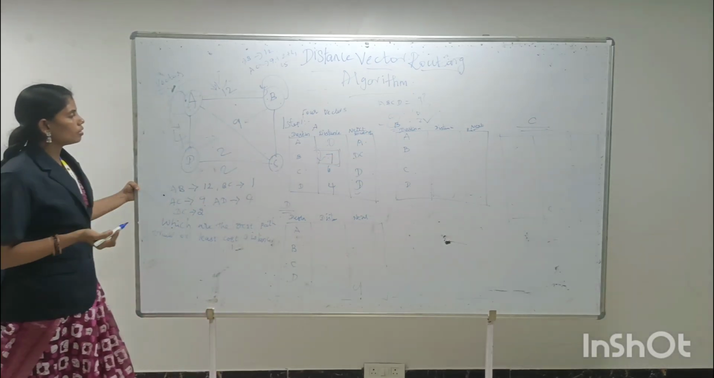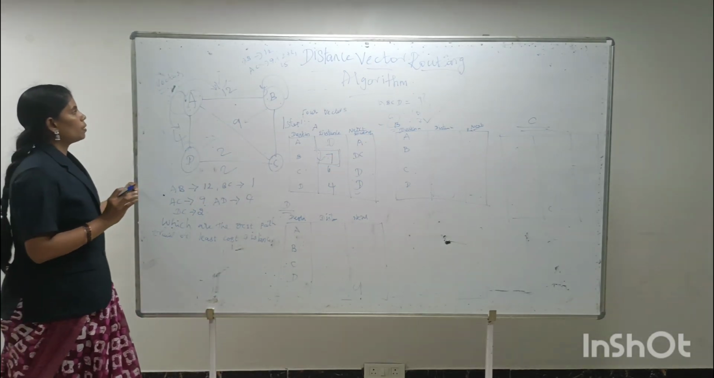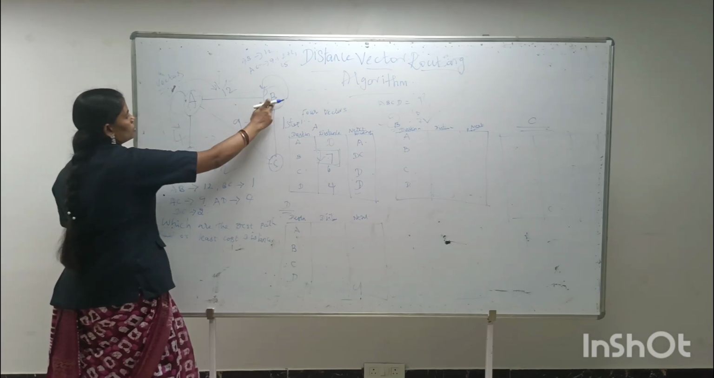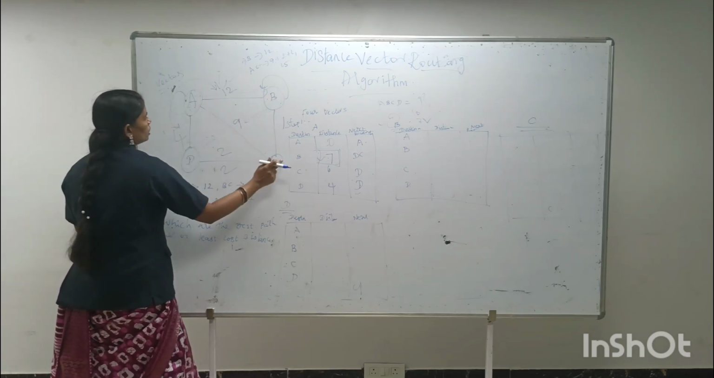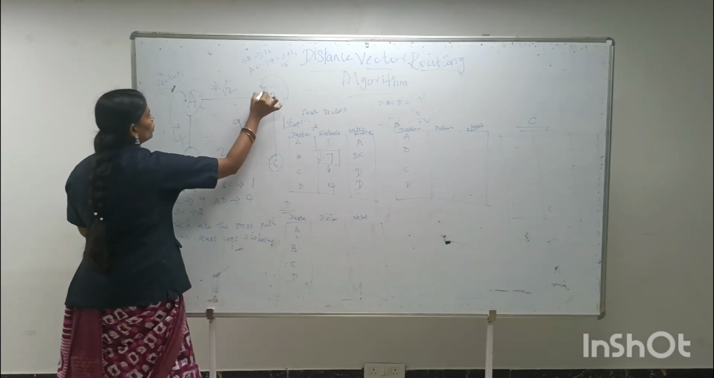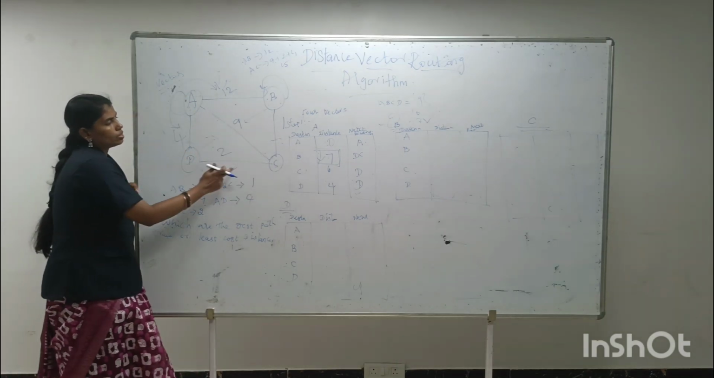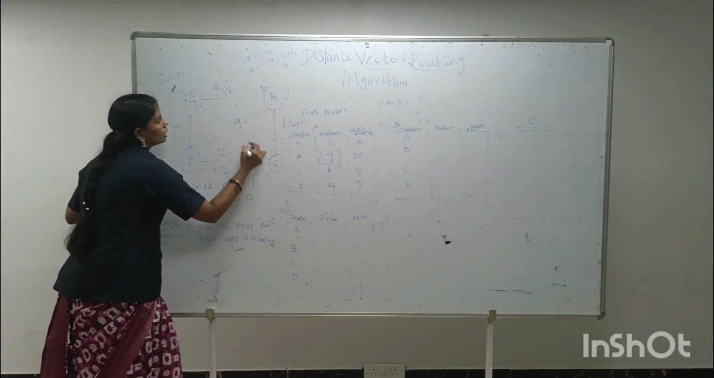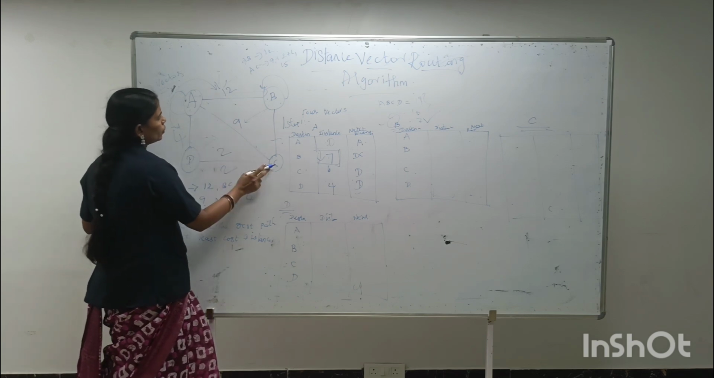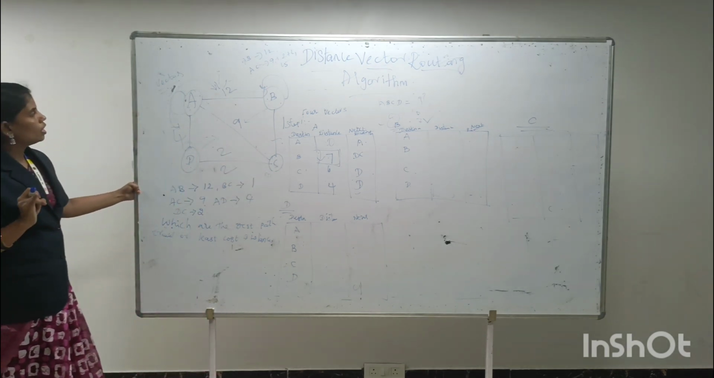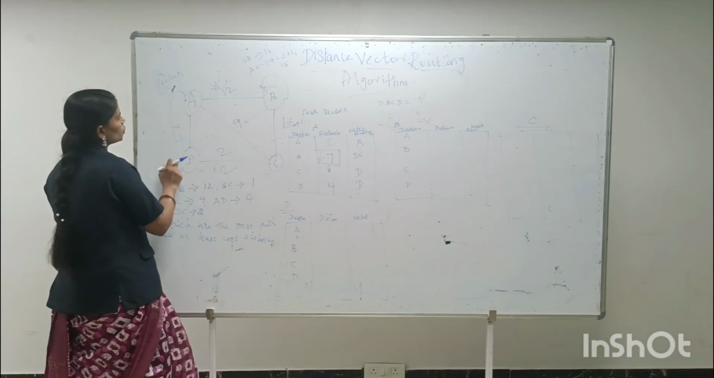So next for C we are going to write the possible ways. How can we reach C? A to B and B to C is one possible way. Next way A to D, D to C is one possible way. Then directly A to C is one possible way. So we are going to calculate. This is our shortest distance.